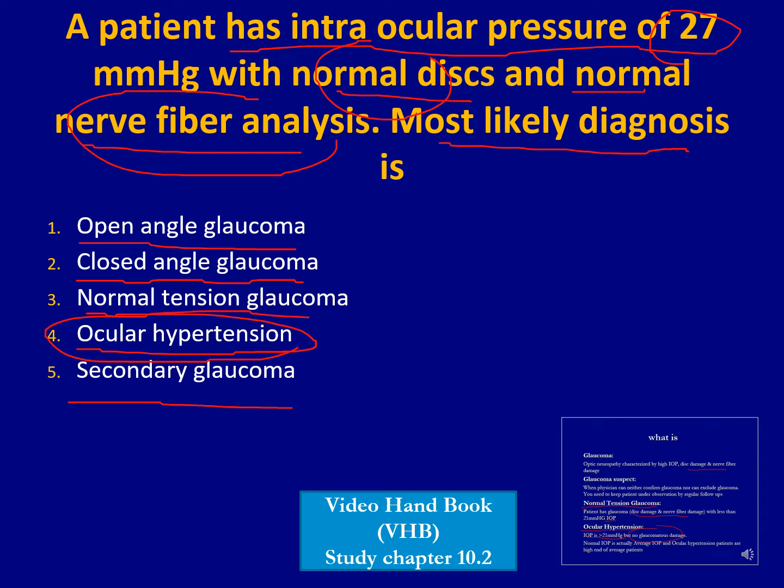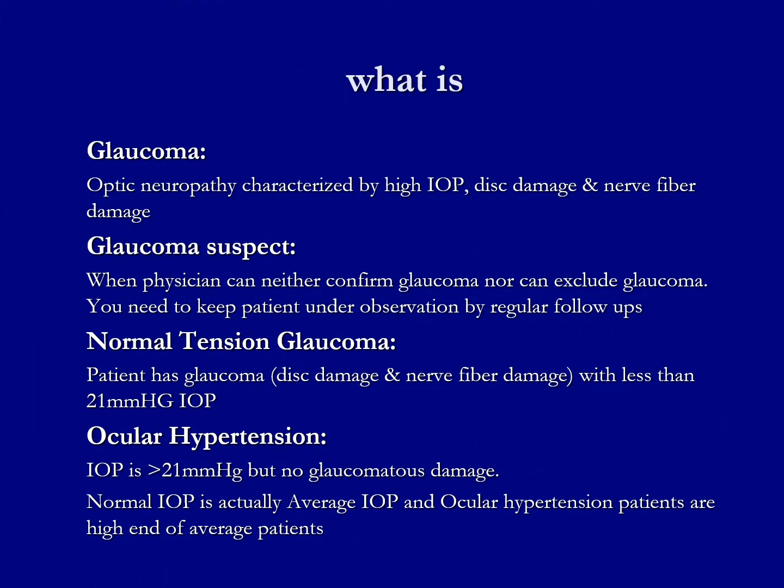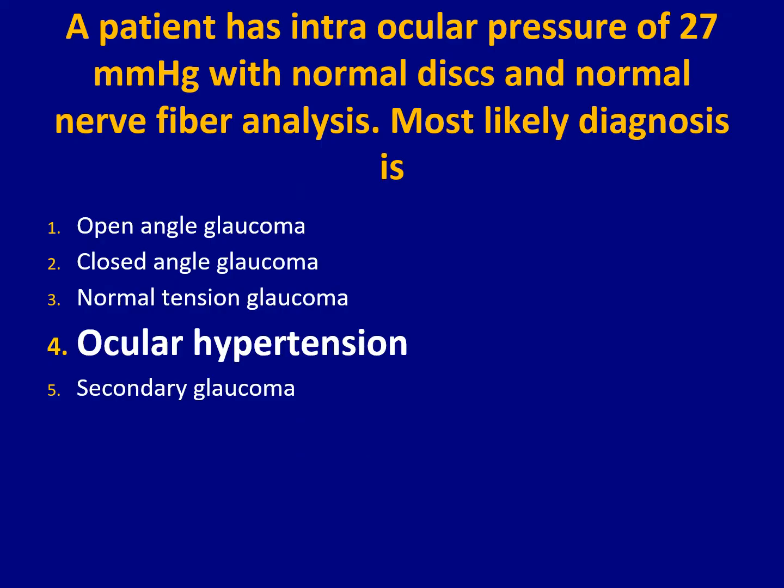For that you have to remember a few things in chapter 10.2, and these are the definitions. Glaucoma: optic neuropathy in which there is disc damage and nerve fiber damage. Then normal tension glaucoma: IOP is normal but there is damage. Ocular hypertension: pressure is more than 21 mm of mercury and no glaucomatous damage. So the answer would be ocular hypertension. Let's see. Yes, the answer is ocular hypertension.